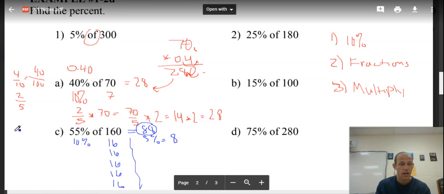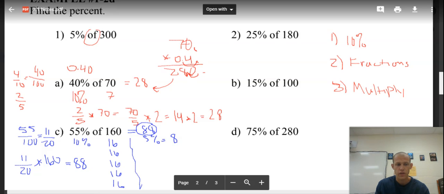So fractions, this is 55 out of 100. I could divide both these numbers by 5 if I wanted to. So that would give me 11 20ths. And that's about the simplest fraction I can get. So I would have to take 11 over 20 times 160. I know that 160 divided by 20 is 8. And then I still have to multiply by the numerator, which would give me 88 again.